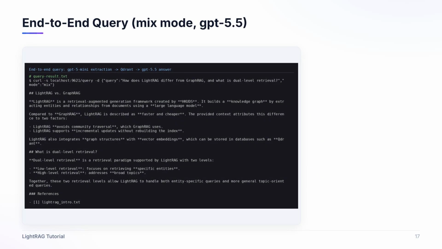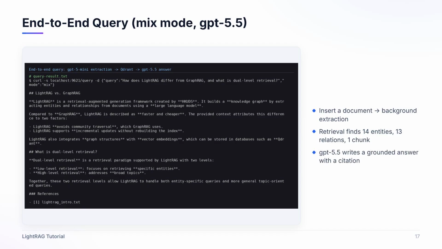Here is a full round trip. We insert a short document, which LightRAG processes in the background. Then we ask a question in mix mode. Retrieval pulls 14 entities, 13 relations, and the relevant chunk, and GPT-5 writes a grounded answer, complete with a citation back to the source file.